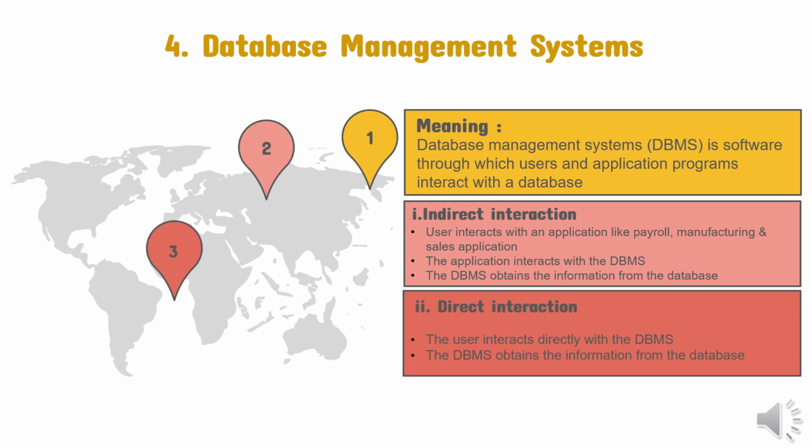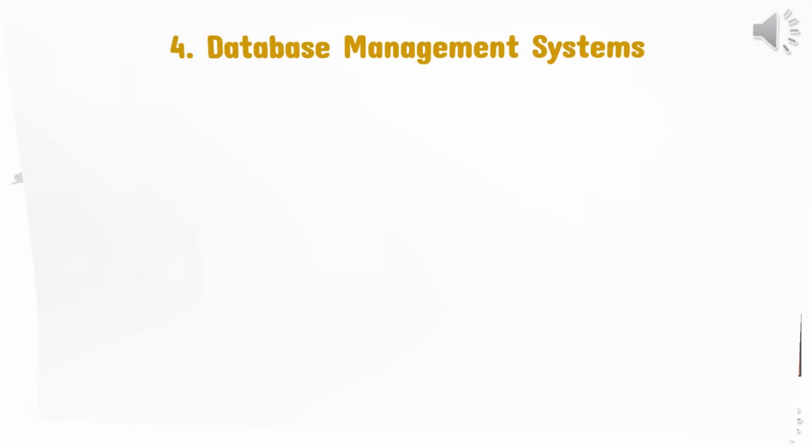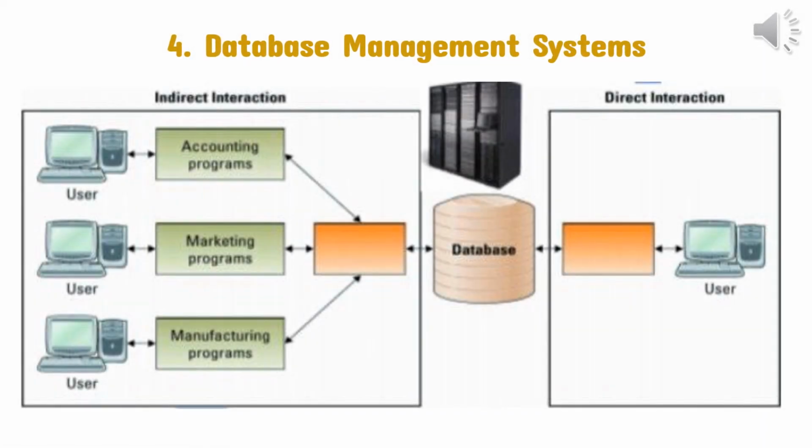The second one is direct interaction. The user interacts directly with the DBMS. The DBMS obtains the information from the database. This is how indirect interaction and direct interaction look like.